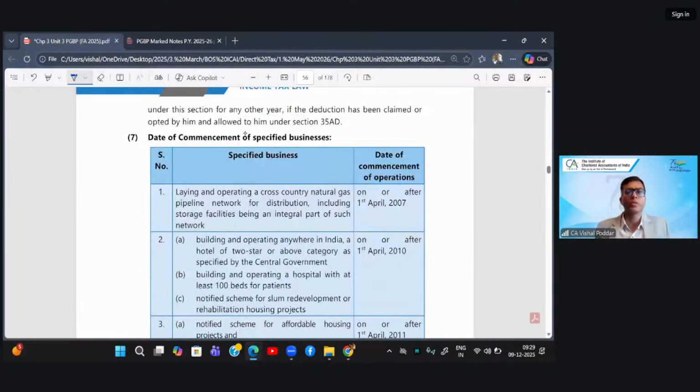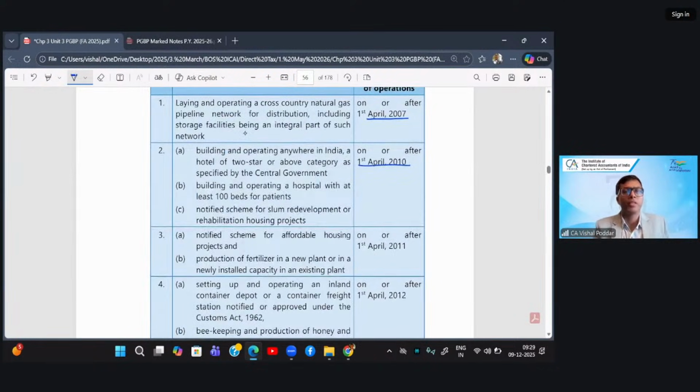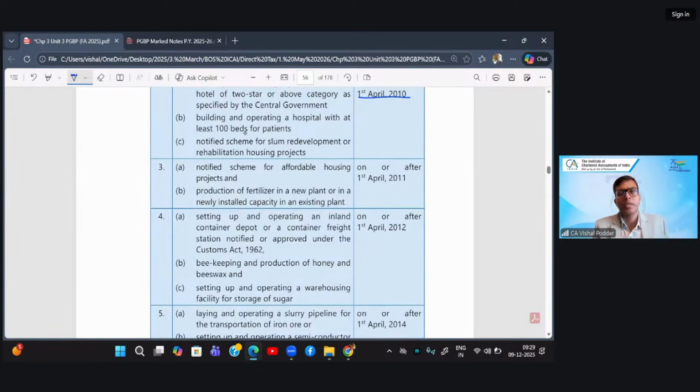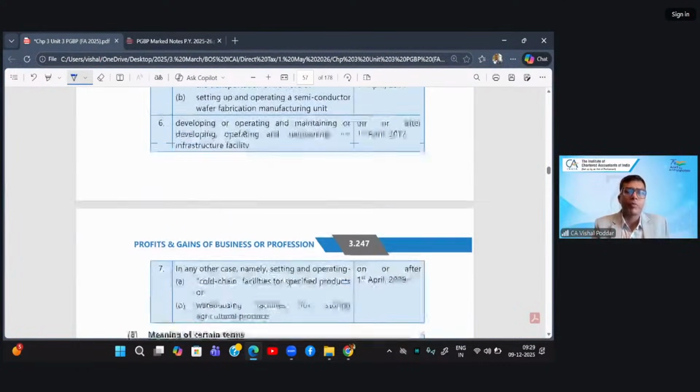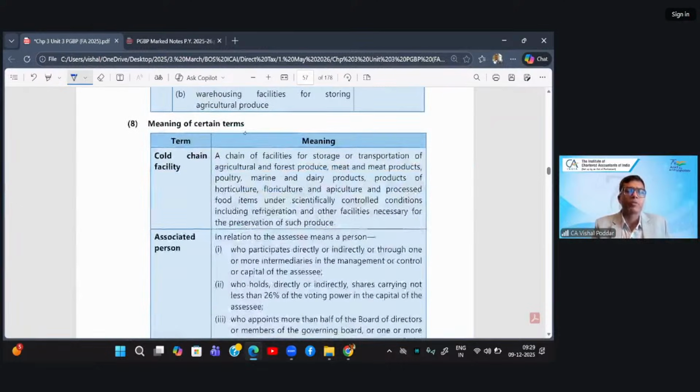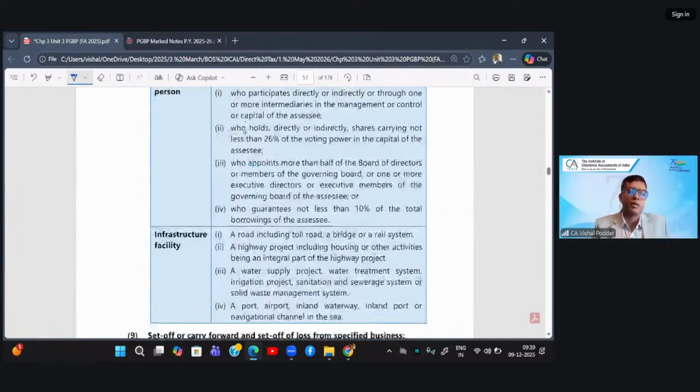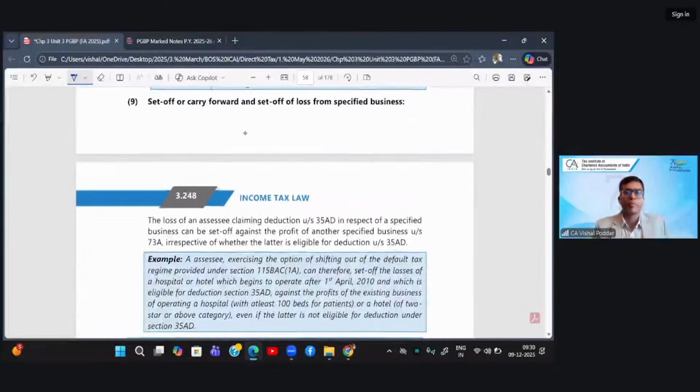Now, for all the above businesses, some dates are given. You may not learn these dates, not required, but why are these dates given? Because when this section started, it had only one or two businesses. Later on, the government found this a very effective way, so they started adding other businesses. That is why some date is given.